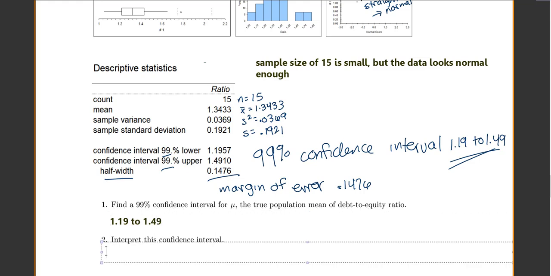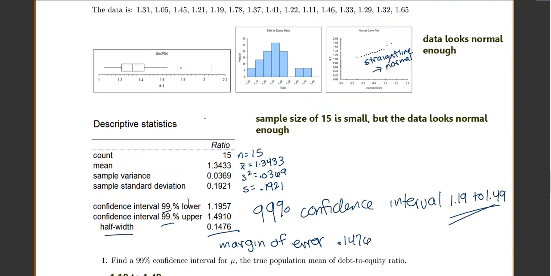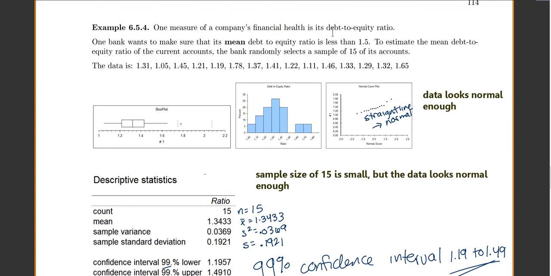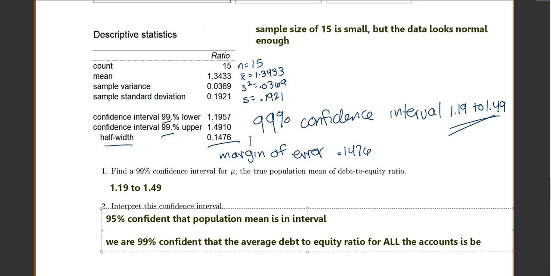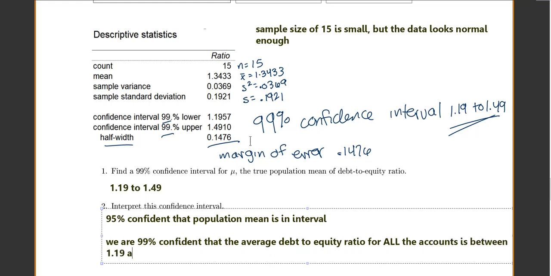And to interpret it, again, the short thing would be 99% confident that the population mean is in the interval. Now let's put it in context. Let's read again. Okay, so we're talking about debt to equity ratio. So we are 99% confident that the average debt to equity ratio for all the accounts is between 1.19 and 1.49.